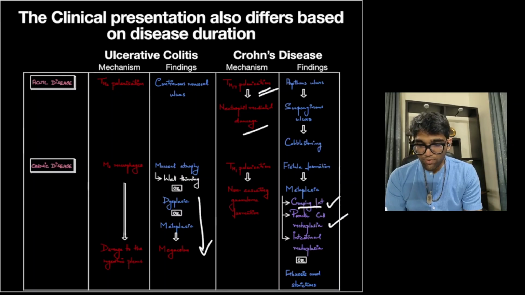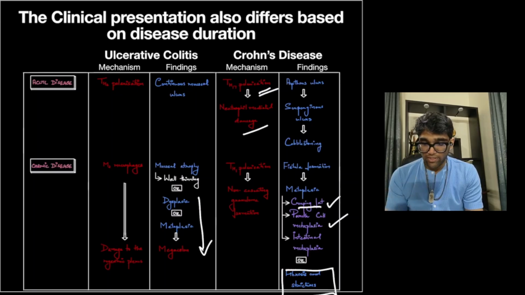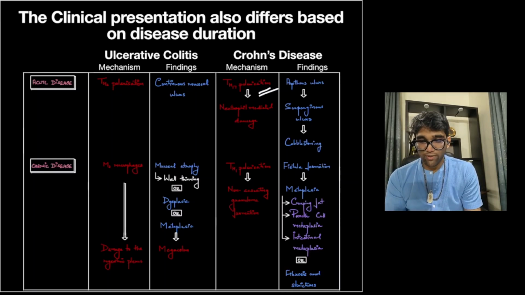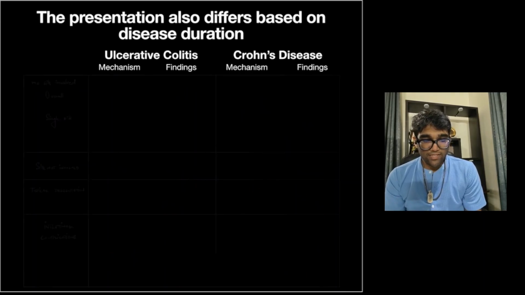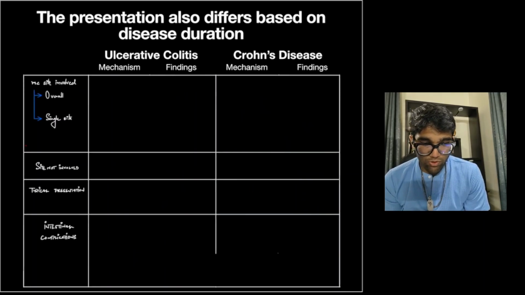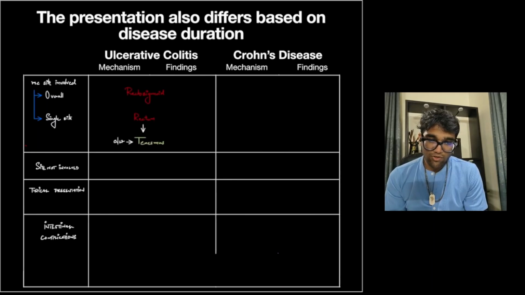However, fibrosis and stricture formation happens only with Crohn's disease because of the transmural involvement that is there, okay. But like I said, these are two ends of a spectrum, okay. So that is something that you need to understand. So let's see what the clinical features are. So what is the most common site of involvement of ulcerative colitis?